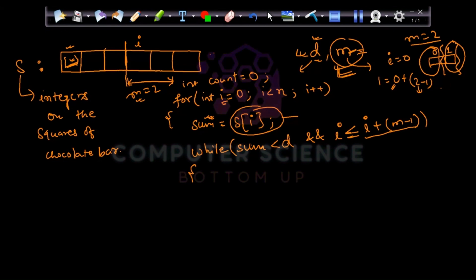Okay, so let's take i is equal to 1 now. The consecutive squares that I will inspect are at index 1 and at index 2, right? Whatever the value at index 1 is, it is already updated in sum. I am asking j to be less than or equal to i plus m minus 1. Sorry, I am really sorry.